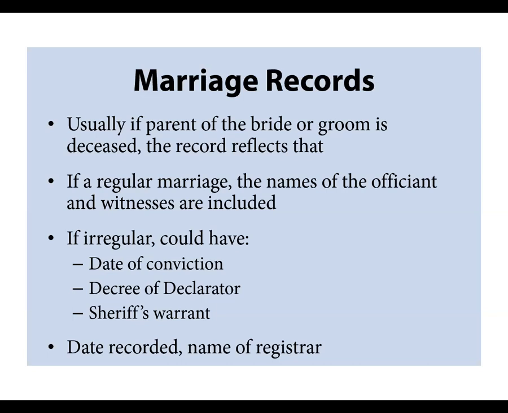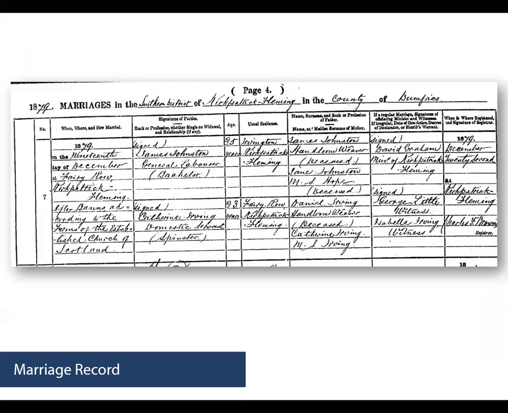If a regular marriage is recorded, the names of the officiant and the witnesses are included. If it's an irregular marriage, they could have the date of the conviction, the decree of the declarator, and the sheriff's warrant. But one of my wife's ancestors was married irregularly in the castle in Edinburgh. There, he was a military soldier, and he was irregularly married by a non-Presbyterian minister, not in the Church of Scotland. So they had to remarry, and there was a lot of paperwork associated with it. I was very delighted to find this event. And of course, the date recorded and the name of the register is also on the marriage record.